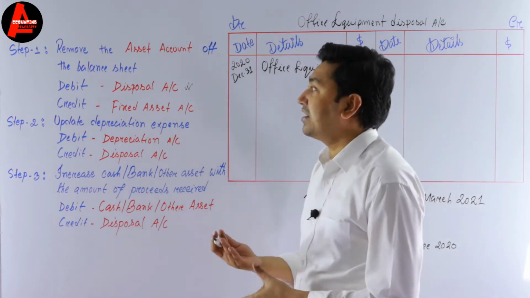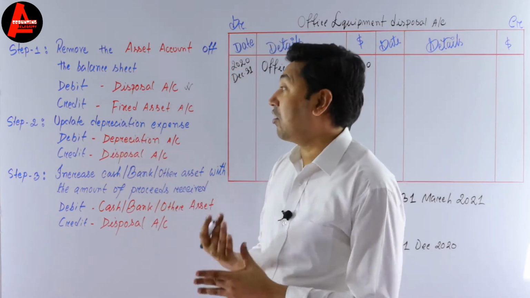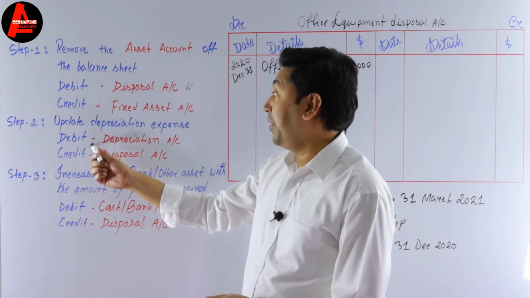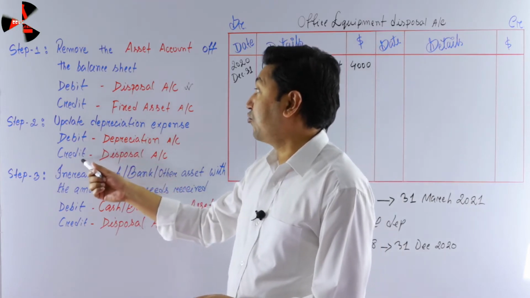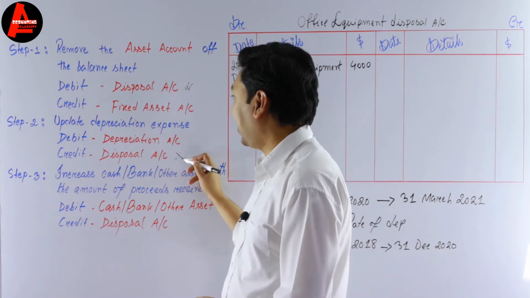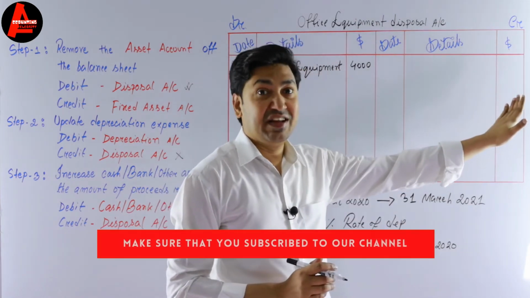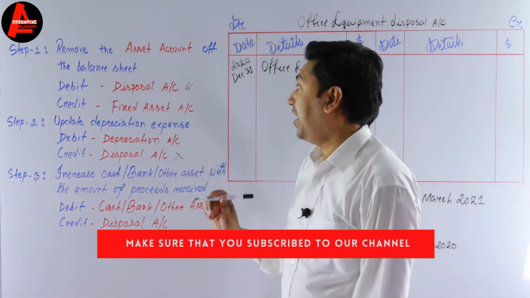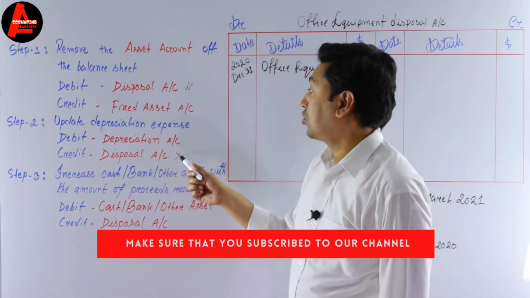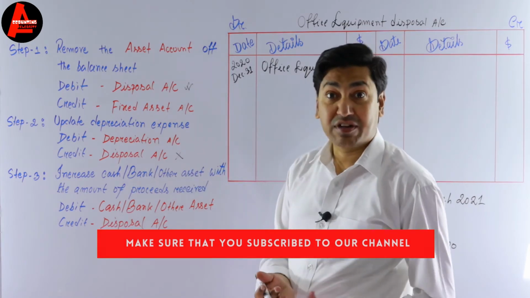Okay, so second step here, update depreciation expenses. Okay, so how to update it? We have to debit the depreciation, we have to credit the disposal account. Okay, here disposal account is credit, that means we have to write on the credit side. Okay, so here what does it mean? It means that we have to remove the depreciation for this disposed asset.